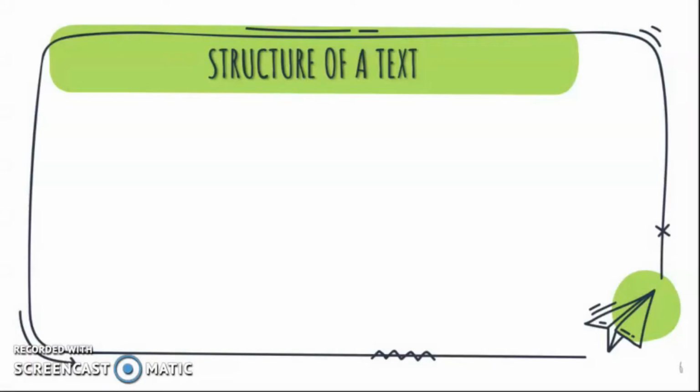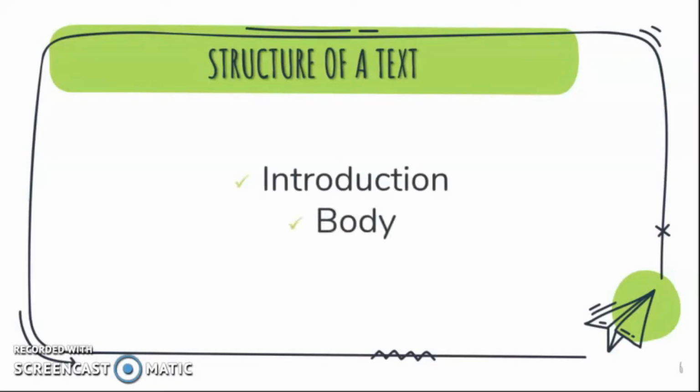In writing a composition, we have to familiarize ourselves with the different structure of a text, and it is composed of the introduction, body, and conclusion. When we say introduction, this part prepares the readers for the information that they are about to read from the text. It provides the necessary context or background about the topic of the text. This part usually contains the thesis statement or a sentence that states the main idea or focus of the entire text. This part arouses the reader's interest and sets the tone of the writer.